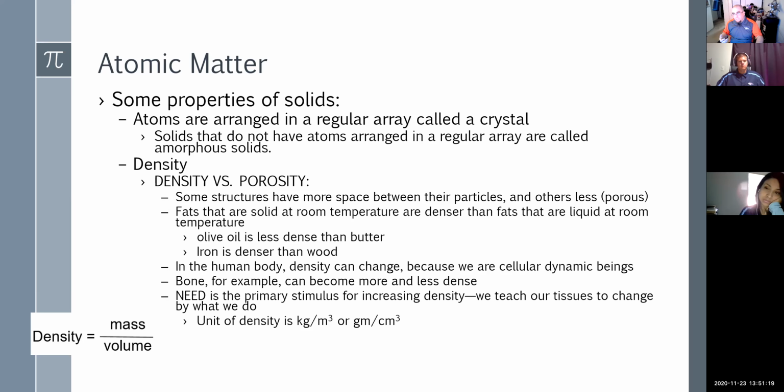The units of density are typically kilograms per meter cubed or grams per centimeter cubed. You don't have to specifically know that. But when we're talking about density, we're talking about the mass of an object versus the space that it occupies, right? So if I say which is heavier, a pound of fat or a pound of bone, which is heavier?